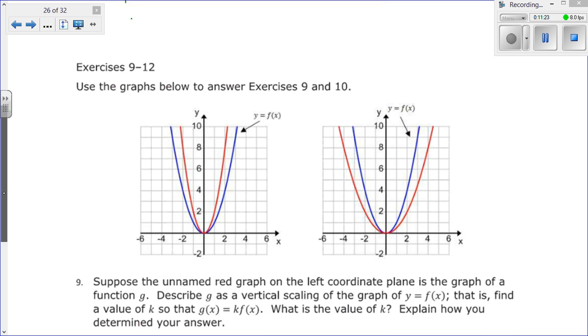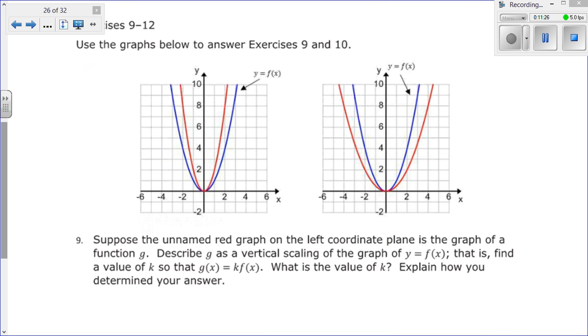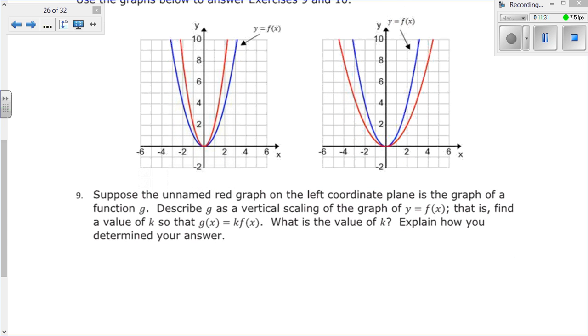All right, use the graphs below to answer questions 9 and 10. Suppose the unnamed red graph on the left coordinate plane is the graph of a function g. Describe g as a vertical scaling of graph f of x. That is, find the value of k so that g of x equals k times f of x. What is the value of k? Explain how you determined your answer. Well, just to look at it, it's kind of hard to see exactly what it is that they're talking about.